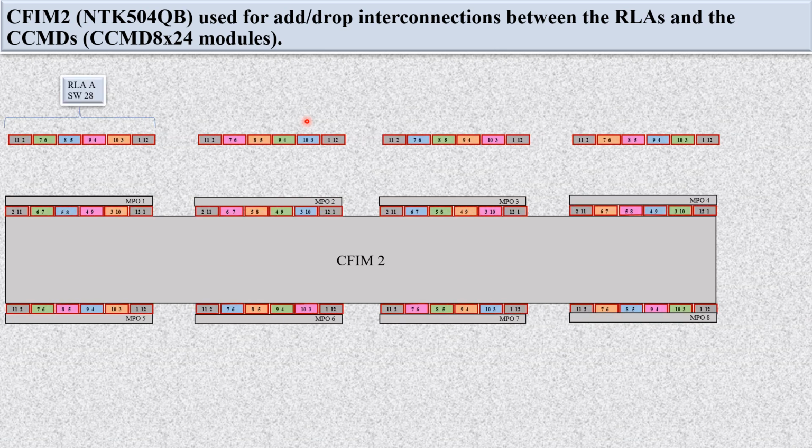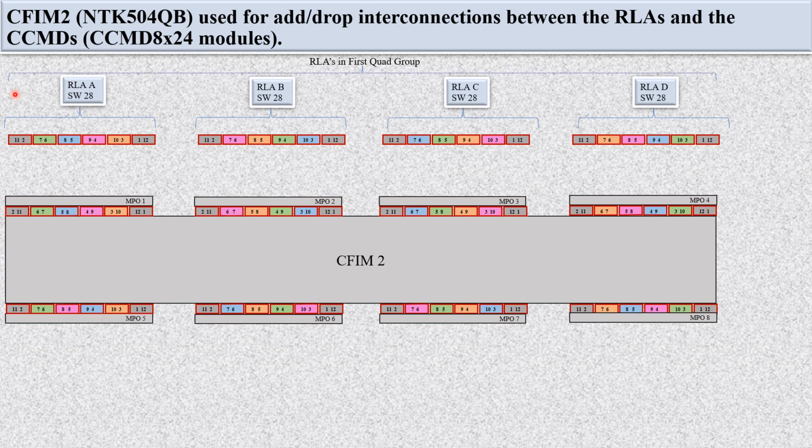So I have taken 4 RLAs: RLA A, RLA B, RLA C, RLA D. I have taken switch port 28 of all the RLAs A, B, C, D. This is basically a switch port, you can draw via any switch port, but we recommend you to use switch port number 28 to drop the signal. So whatever signal is coming on switch port 28 can be dropped on the CCMD 8 cross 24. Let's see how it is connected.